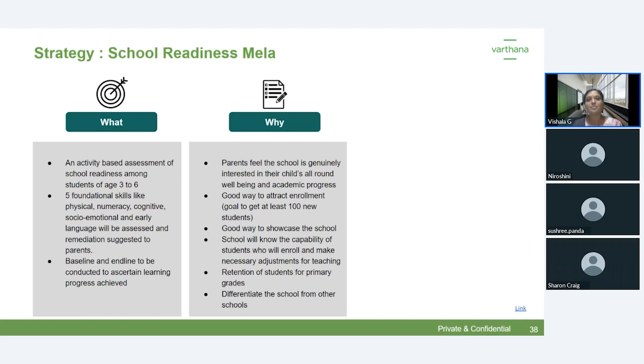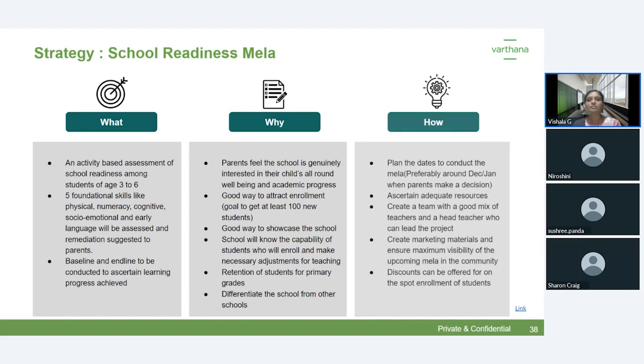And parents of students who are 3 to 6 years old come to your school. They see what your teachers are doing, why you're so concerned about their education. All of that will add up and it will showcase your school in a good way. You can attract enrollment and you can also retain them for their primary grades if you're giving good value for the same money. How can you do this?